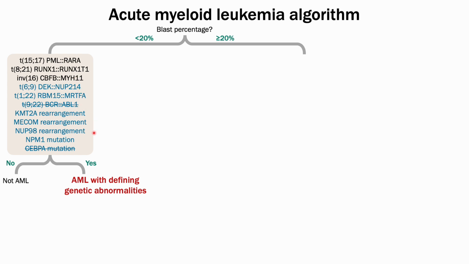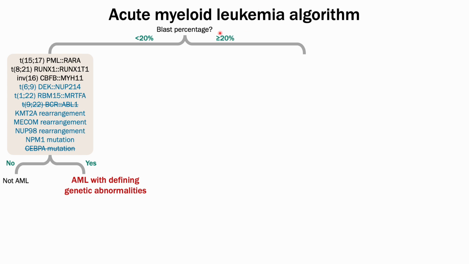t(9;22) BCR-ABL1 and CEBPA are part of the category of AML with defining genetic abnormalities, but unlike the others, they retain the 20% cutoff. So if you have one of these two but less than 20% blasts, you can't call it AML. But even with the rest of these, the WHO provides the caveat, quote, elimination of the blast cutoff requires correlation between morphologic findings and molecular and genetic studies to ensure that the defining abnormality is driving the disease pathology.